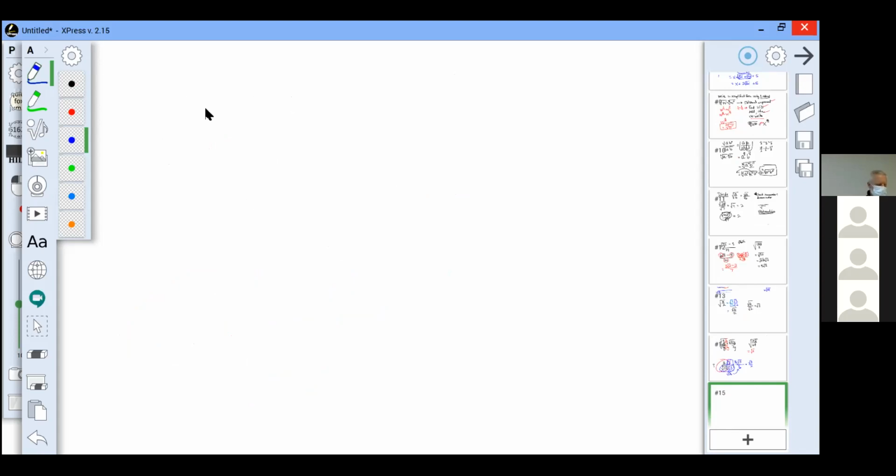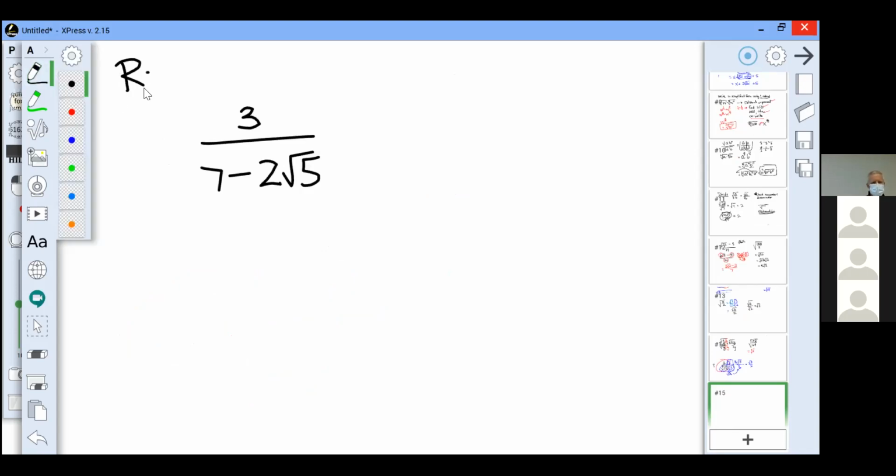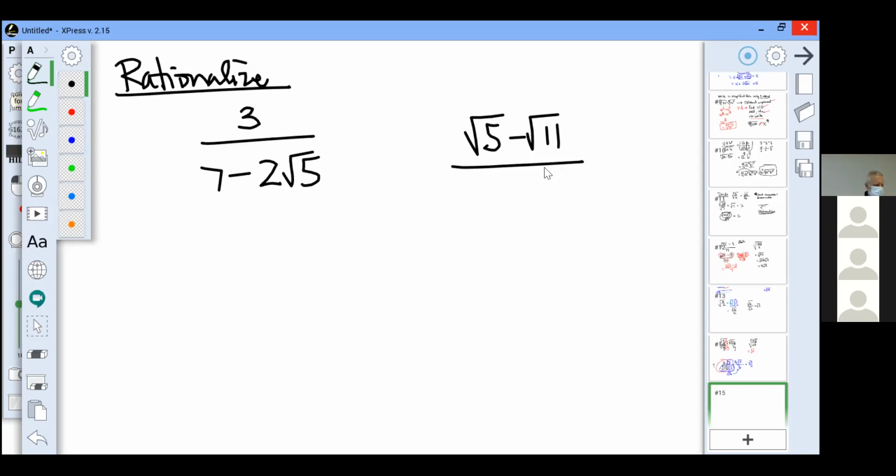Because we have something that looks like this. And maybe something that also looks like this. Some of these are ugly as ever. These are very ugly. These are rationalized problems.